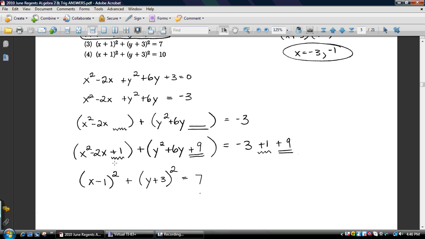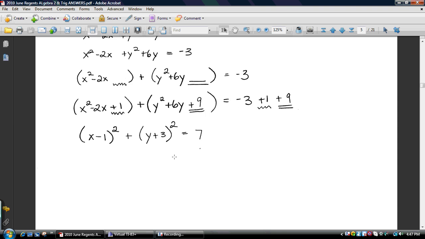And then simplify it. This thing right over here is just x minus 1 squared. This guy over here is y plus 3 squared. That's it. That's all you got to do. I'm not going to lie, that one's hard.